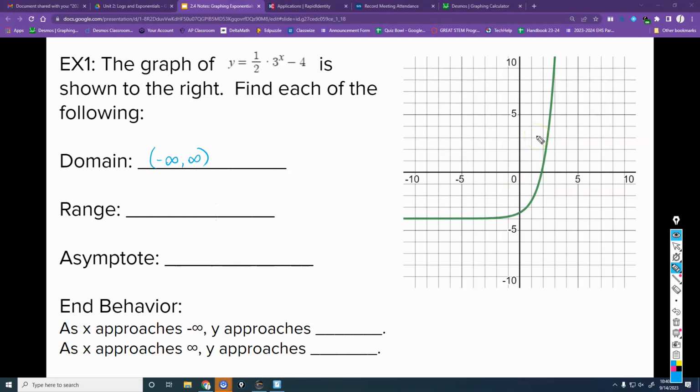Sometimes it looks like it stops, because what happens with exponential growth is it gets really steep at the end. So sometimes, I keep losing my glasses.